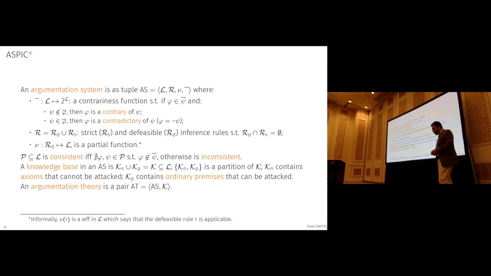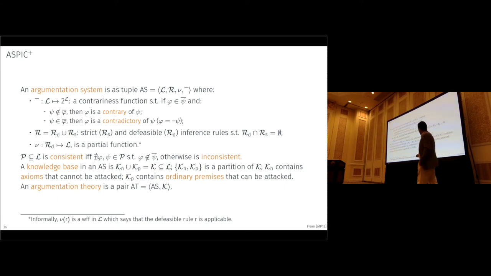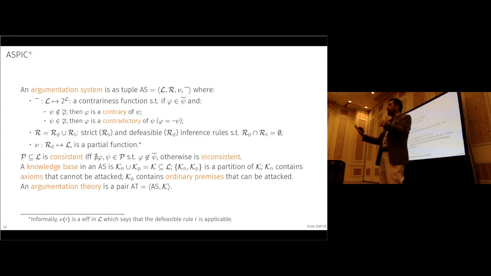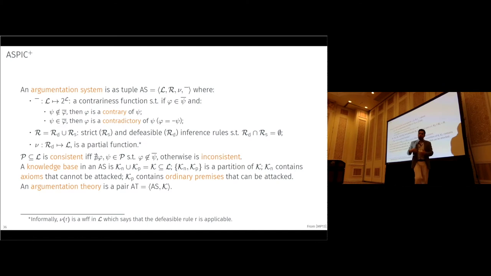And the idea is, okay, an argumentation system can be seen as a set of rules over a logical language. So we start from a logical language here. The most important thing is that this logical language must have a contrariness function. So you can say when one proposition or one element of this language is the contrary of another element of this language, and if this is mutual, so if phi and psi are both contrary of each other, then they are called contradictory. That is when you have one attacking the other, and vice versa.